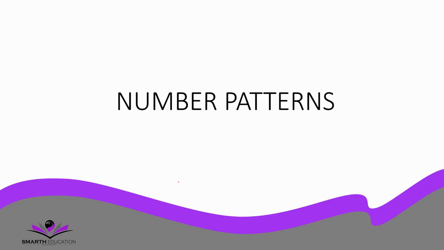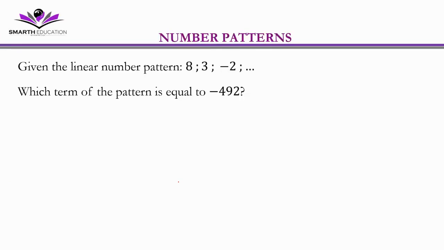Welcome back. Let's do question 114. Given the linear number pattern, which term of the pattern is equal to negative 492? In the previous question, we managed to find that Tn is equal to negative 5n plus 13. So which term of the pattern is equal to negative 492?